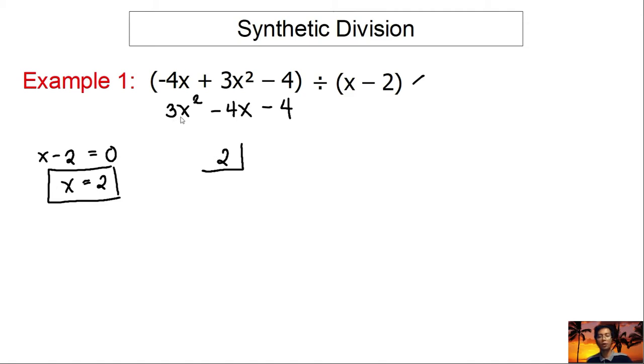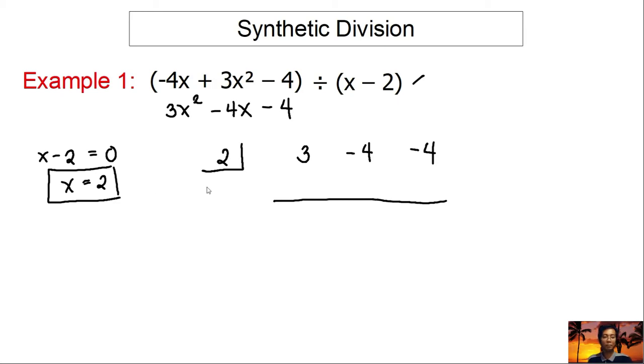Now, yung coefficients ng ating dividend, i-rewrite natin dito po sa side po na to. So, ang coefficients po ay 3, negative 4, negative 4. So, susulat nyo po siya dito. 3, negative 4. Then, you have negative 4. Ayan. So, let us now perform synthetic division.